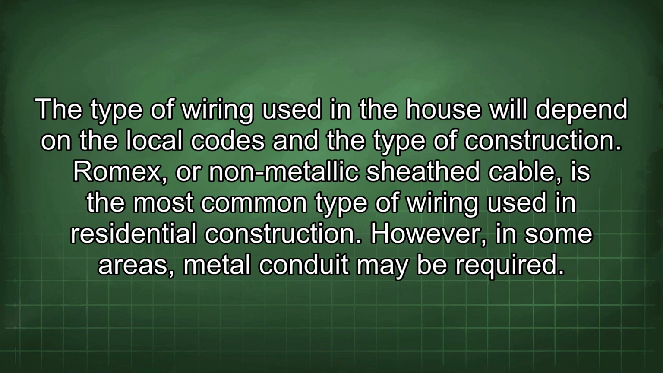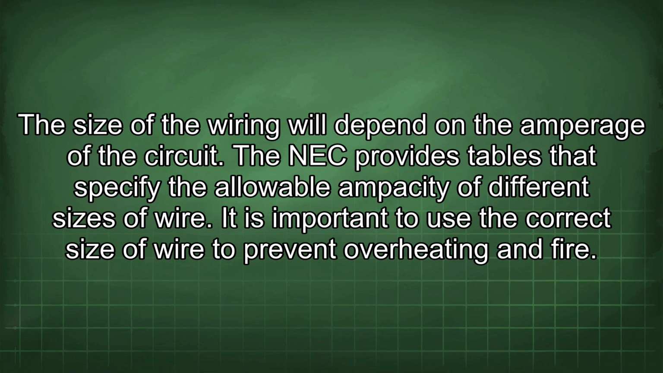The type of wiring used in the house will depend on the local codes and the type of construction. Romex, or non-metallic sheathed cable, is the most common type of wiring used in residential construction. However, in some areas, metal conduit may be required. The size of the wiring will depend on the amperage of the circuit. The NEC provides tables that specify the allowable ampacity of different sizes of wire. It is important to use the correct size of wire to prevent overheating and fire.